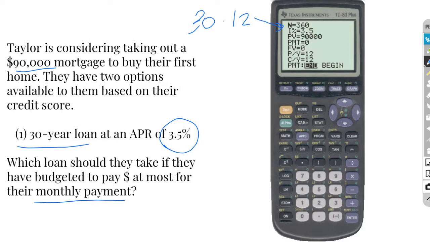The derivation of the word amortized comes from a word meaning death. So what we're trying to do is we're killing off the loan essentially. So we want to get it down to 0 by the end. Because we're making monthly payments, our P/Y and our C/Y are going to be 12. And then as previously stated, we assume that we are paying at the end of a period rather than at the beginning. So from here, I'm going to need to click second and quit, or the mode button, to get me out of this screen so that I don't keep coming back to it.